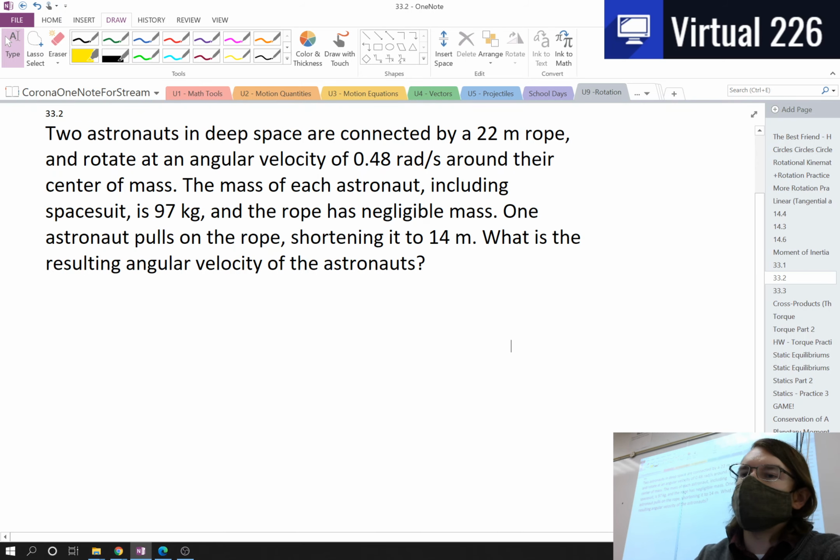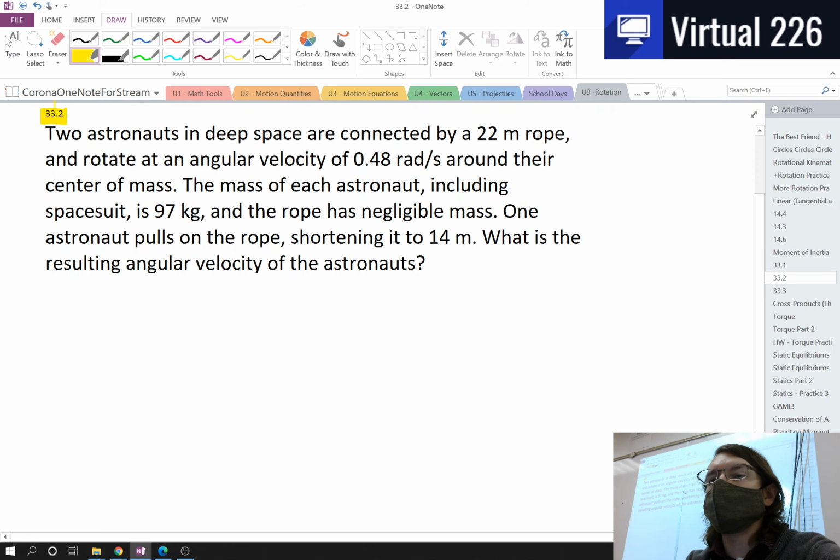Okay, we find ourselves back in space for this problem. This is 33.2 for the unit of rotation. Here, we're once again looking at angular momentum conservation. So a lot of I omegas equals I omegas here.